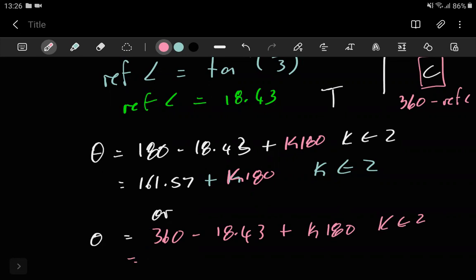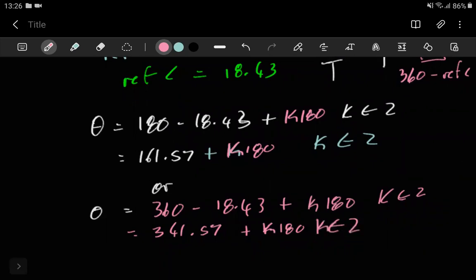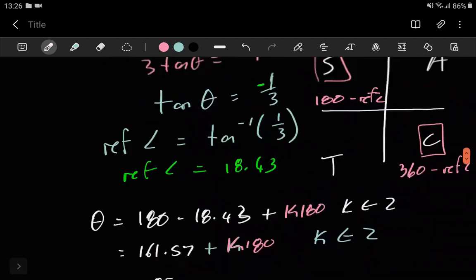This is going to give us, let's see, the answer here is 341.57, and then plus K180. K is an element of integers. You see? Perfect. So that's going to be it for this question here.